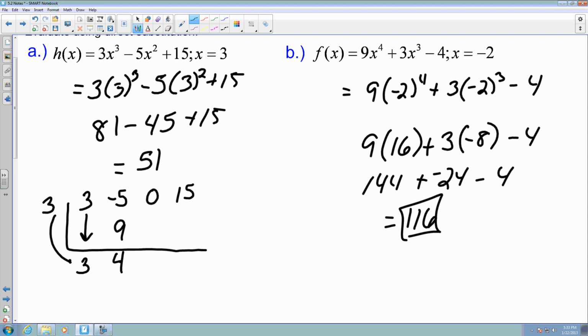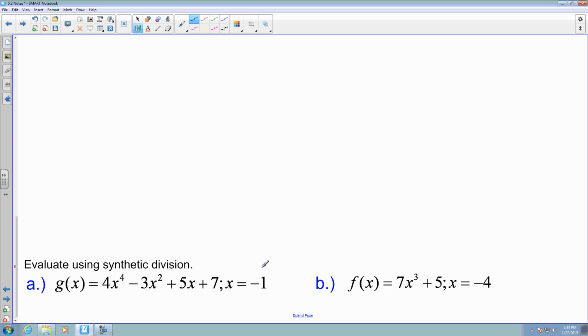Again, I'm going to take 4 and multiply it by 3, which gives me 12. And adding them together gives 12 here. And then 12 times 3 gives me 36. 36 plus 15 gives me 51. Same answer as I had when I used direct substitution. Okay? So let's do some other examples.